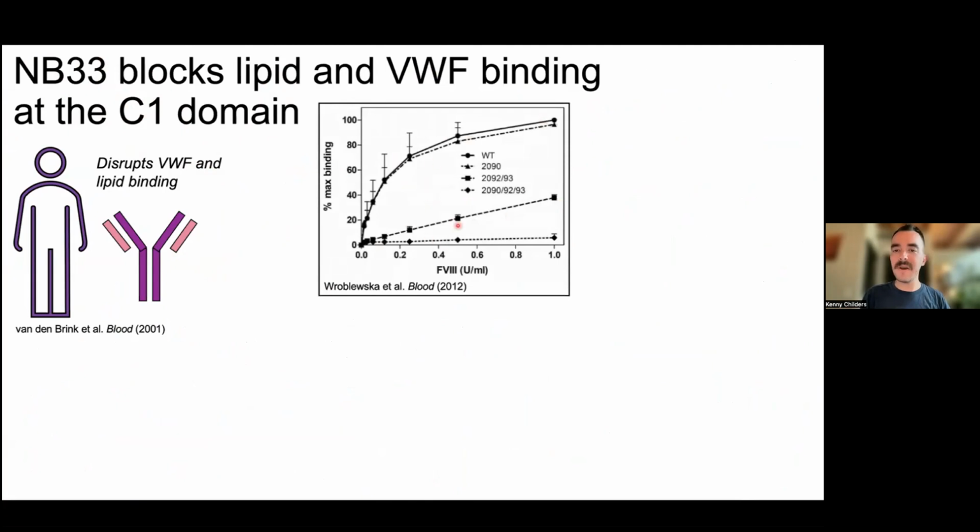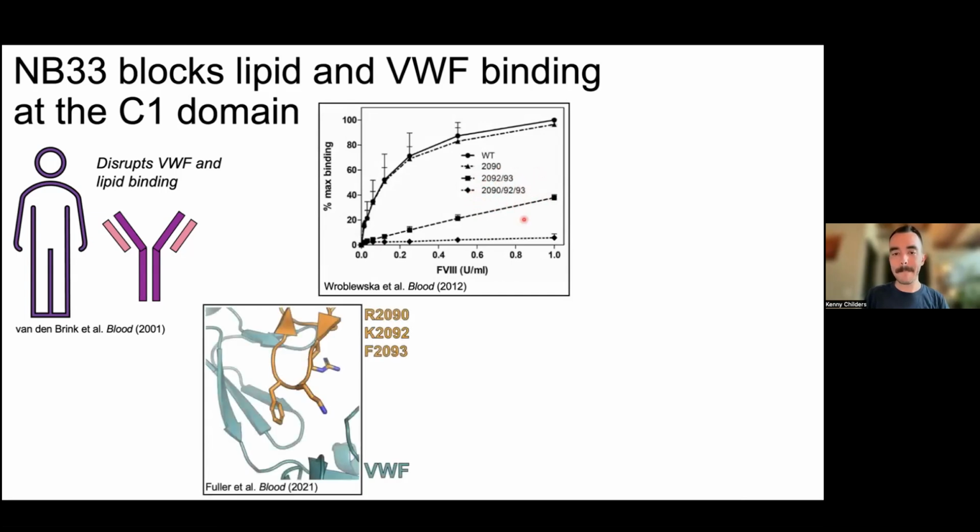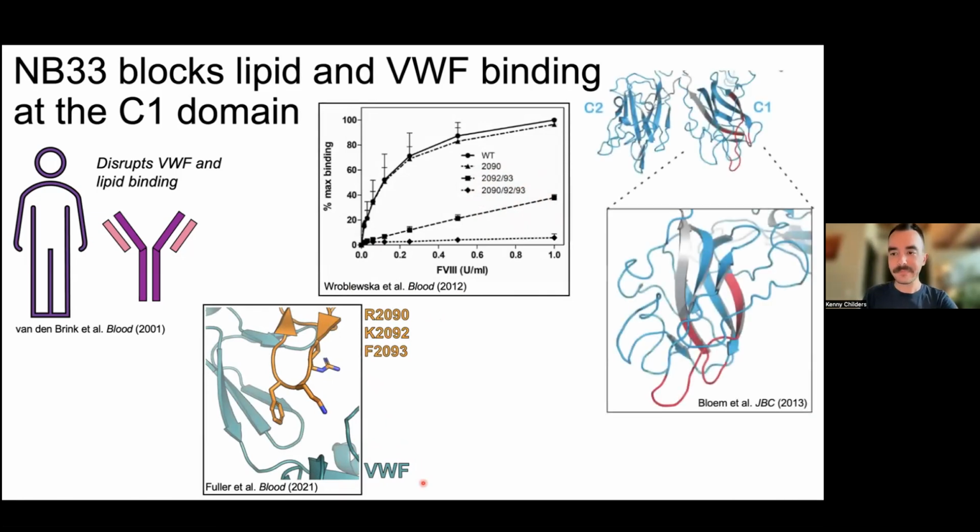Some subsequent research found that you could knock out that antibody binding by just knocking out 3 residues in the C1 domain, which are shown here. Those 3 residues are also shown to interact with von Willebrand factor from that recent cryo-EM structure that came out a couple of years ago. And through some HDX-MS data that came out in the JBC paper, they also found that it binds not to 1, but to 2 loops right here in the C1 domain. We think that's where that antibody is binding.